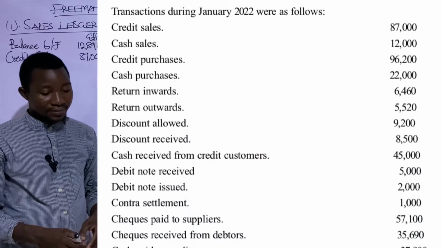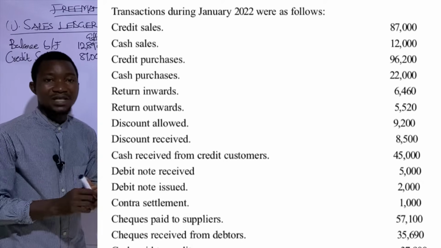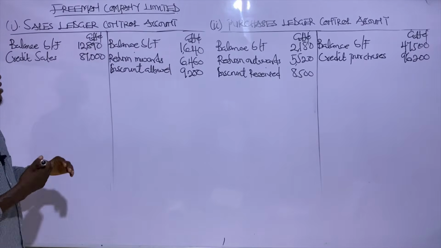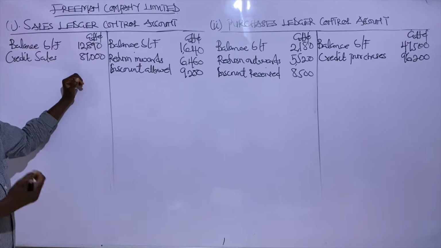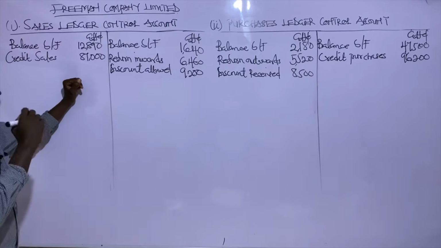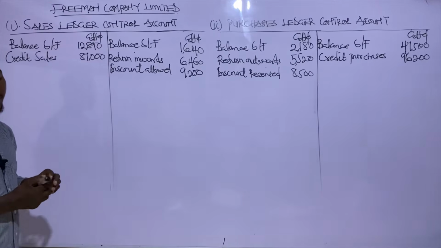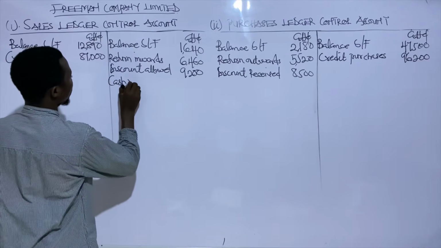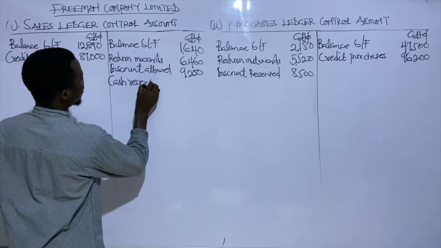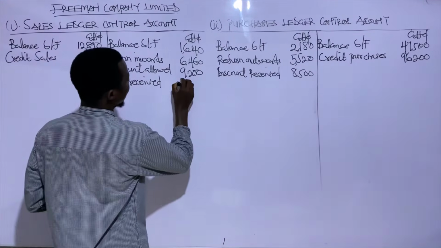Next question is cash received from credit customers, 45,000. So when customers or debtors pay an amount, or the business receives money from them, the debtors account will reduce. For that matter, it will be credited. So cash received, this cash received is from credit customers and the amount is 45,000.